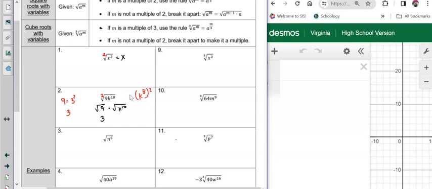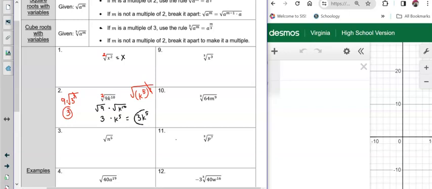Then when you take the square root of it, for example the square root of 3 squared, the square cancels out, and I just have my 3. Same thing here: if I take the square root of it, the 2 gets canceled out, and I just have k to the 5th power. So my final answer is just going to be 3k to the 5th power.